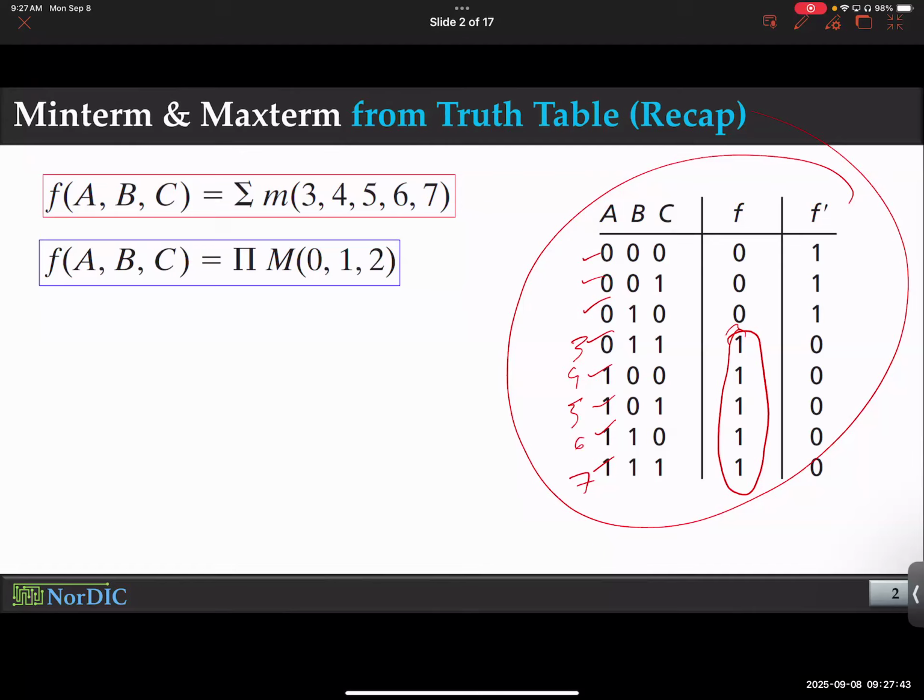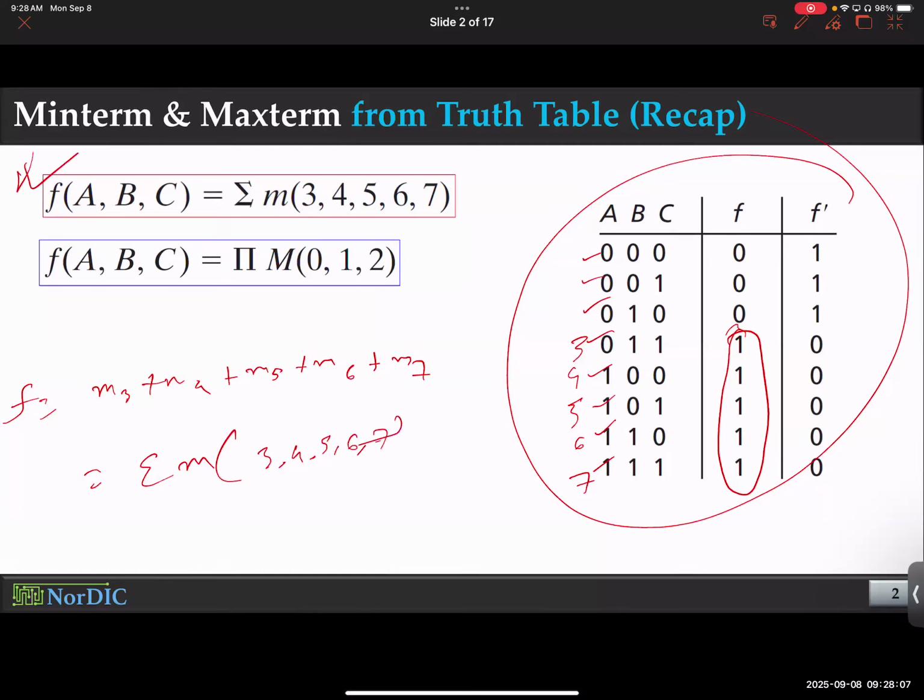So my min term expression would be the sum of all of this. And I can write it as M3 plus M4 plus M5 plus M6 plus M7. That should be my function. Simple. If you see the truth table, it's as simple as that. Or you could just represent it as the sum of 3, 4, 5, 6, 7. That's what you have here.